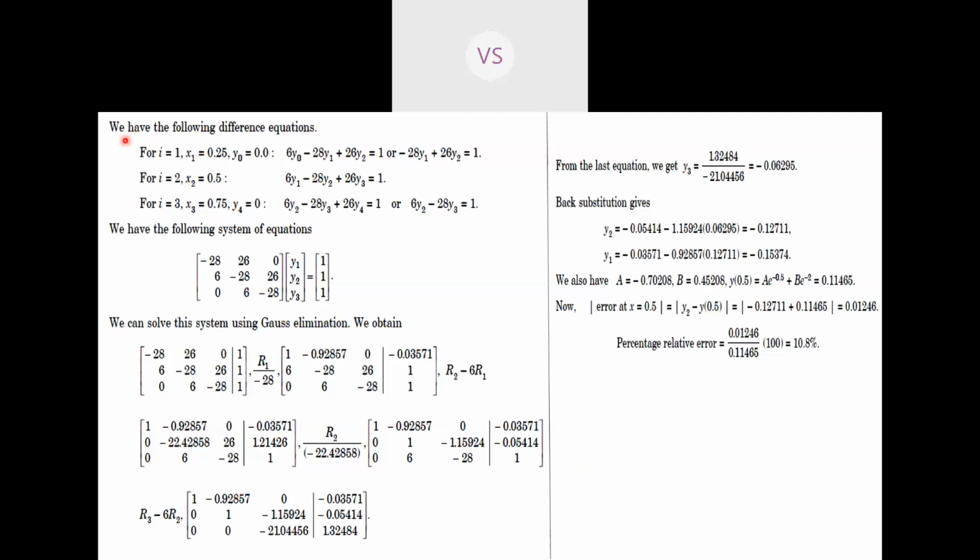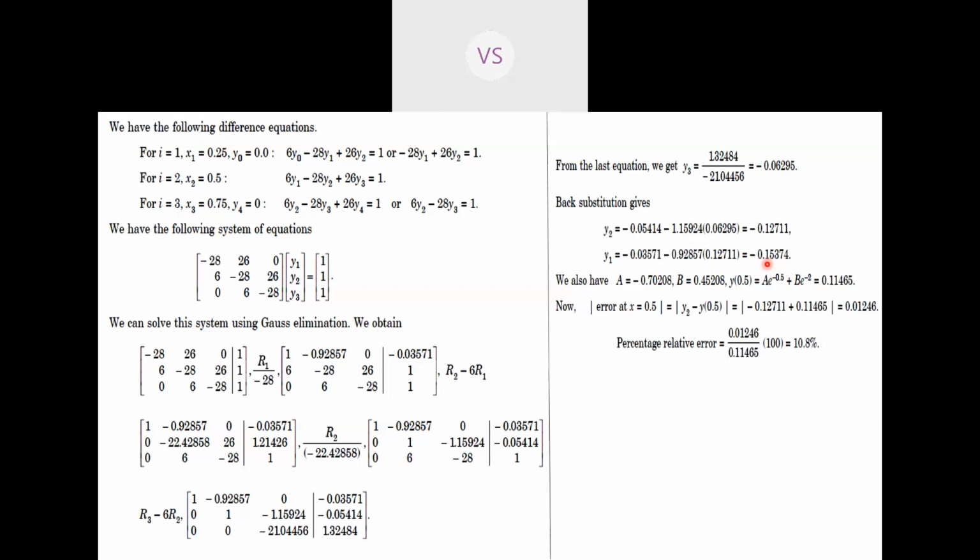Then we have the following difference equations. Like we have done before, we have substituted the values i is equal to 1, i is equal to 2, and i is equal to 3 in the equations, and then we have obtained the different equations in y1, y2, and y3. We have to solve these equations again by Gauss elimination method. After solving by Gauss elimination method, you get the value of y3 as minus 0.06295. With the value of y2, we'll obtain the value of y1.